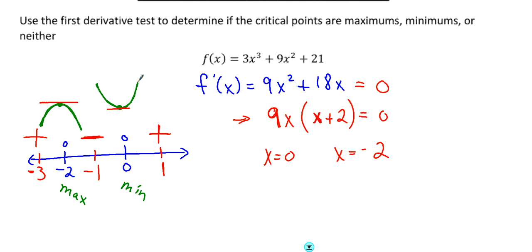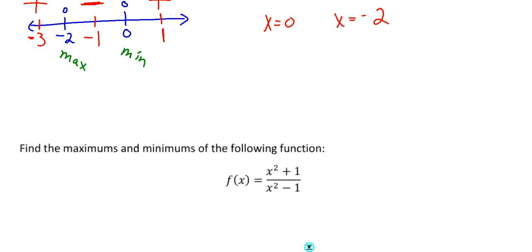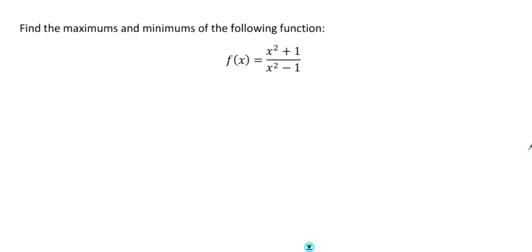Now, we're also supposed to check to see critical points where our function is undefined as well. Okay? Because that could be a maximum or minimum as well. So let's look at something like this. Find the maximum and minimums of a rational function. Now, basically we're doing the exact same thing.